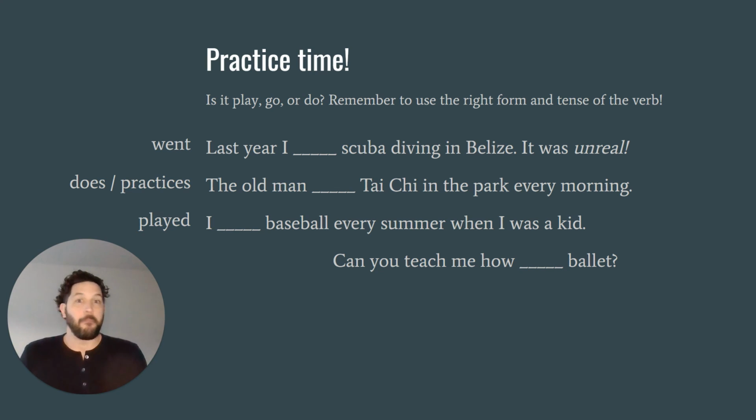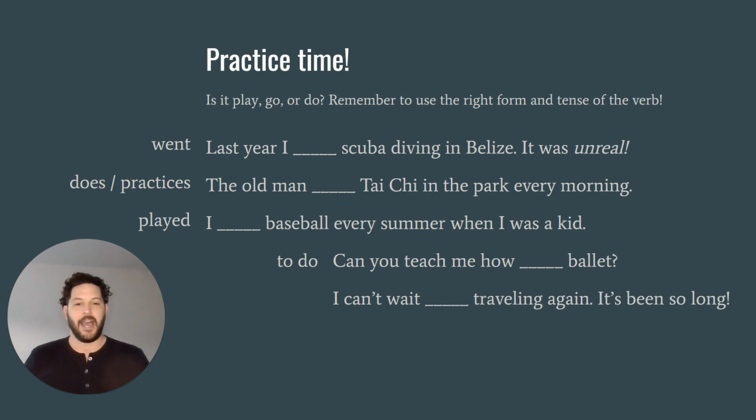Can you teach me how blank ballet? I want you to be careful here, because we're going to use actually a different form of the verb here. Can you teach me how blank ballet? Did you say to do? You need to have to. We need to have the infinitive, which is to and a verb. So use the infinitive here. Can you teach me how to do ballet?